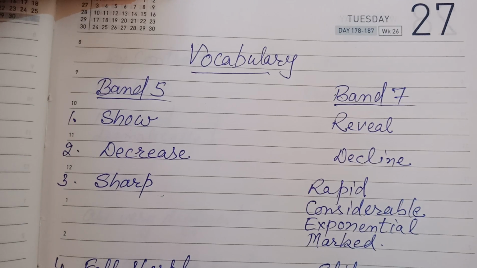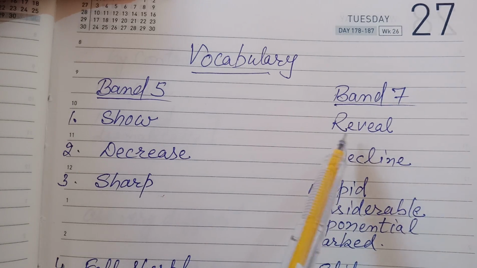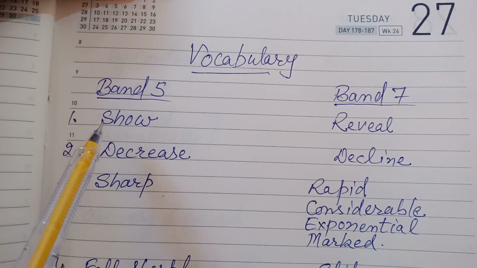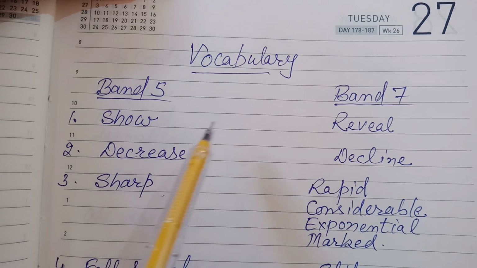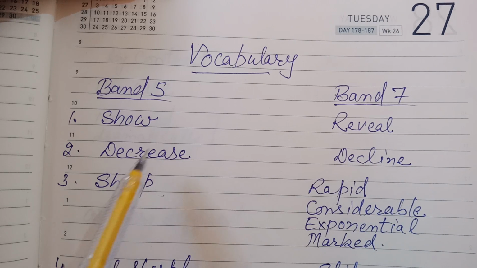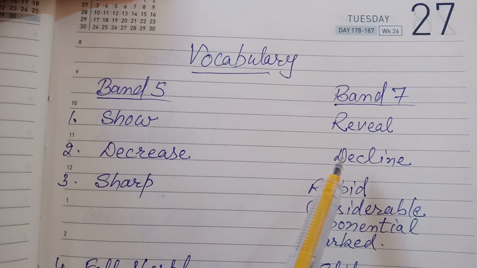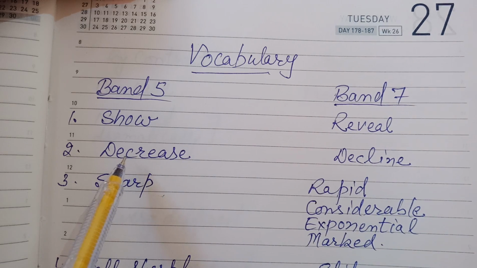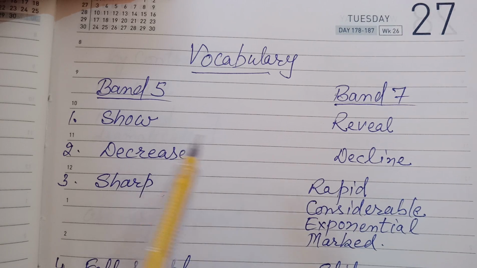Now, in order to write band 7 report writing, you need special words, formal words, which are in front of you. And first is show. Show should be written as reveal. The given graph shows that should be written as the provided graph or provided figure reveals that. Decrease should be replaced with decline. Similarly, increase can be written as incline. Decrease, decline, increase, incline.